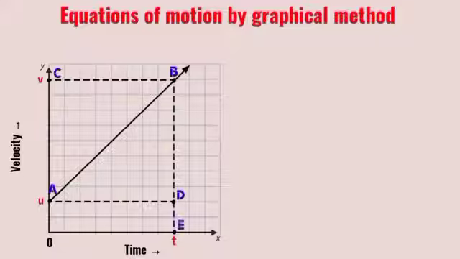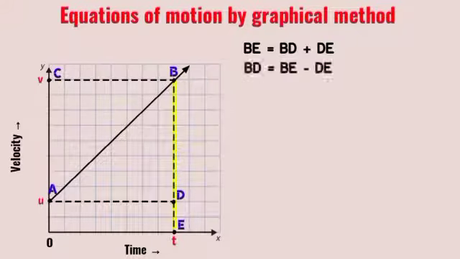Here you can see that the line BE is the sum of BD and DE. That is, BE is equal to BD plus DE. And this can be written as BD is equal to BE minus DE. According to the graph, BE is equal to v. If we substitute the value of BE in the above equation, we will get BD is equal to v minus DE. And substitute DE is equal to u as well, because DE is equal to OA, which is equal to u. Hence we get BD is equal to v minus u.